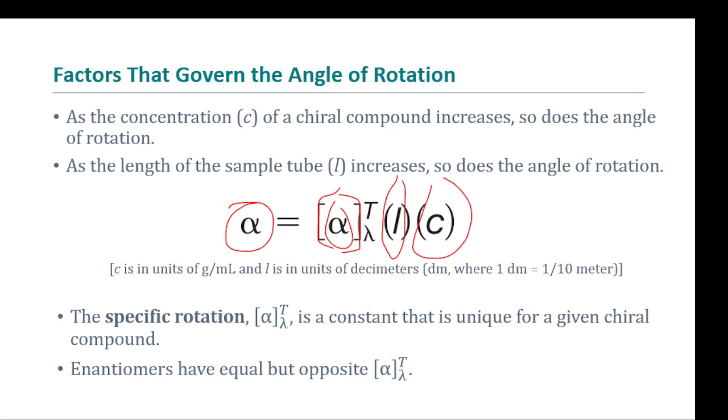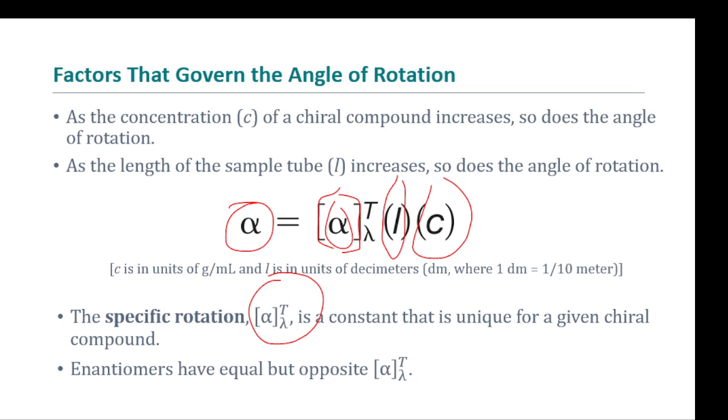Okay, so enantiomers. If you have an enantiomer of something, those are always mirror images, right? And so an enantiomer is always going to have the equal magnitude, but the exact opposite sign for this constant. And again, that's because they're the same, but in the opposite direction. Same, but mirror image.